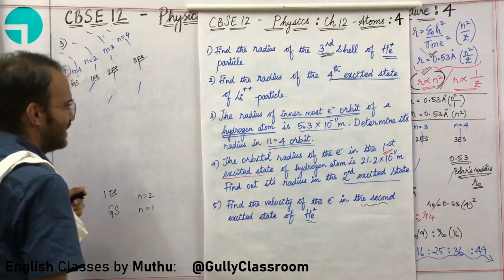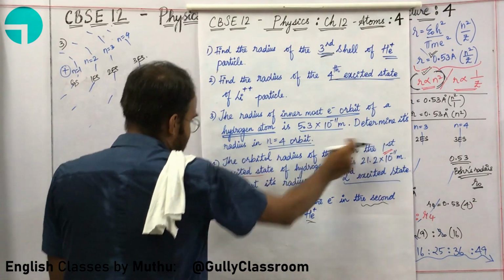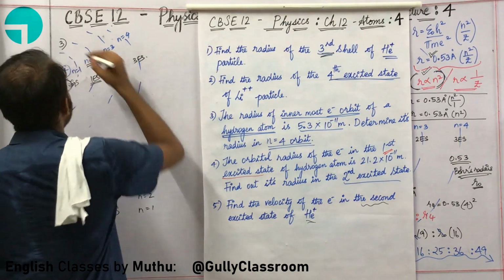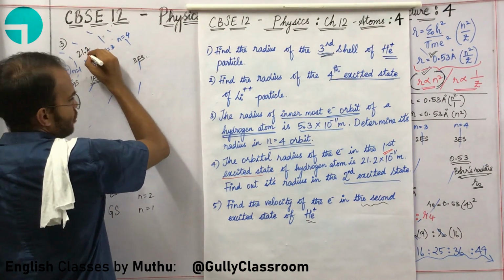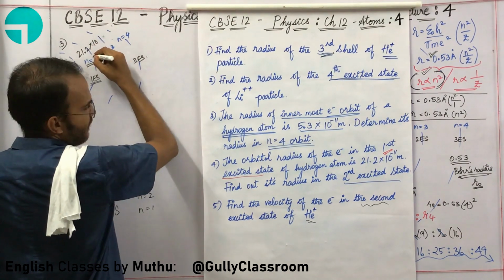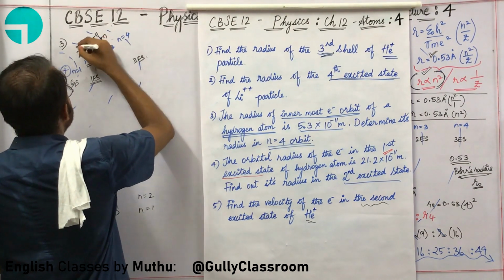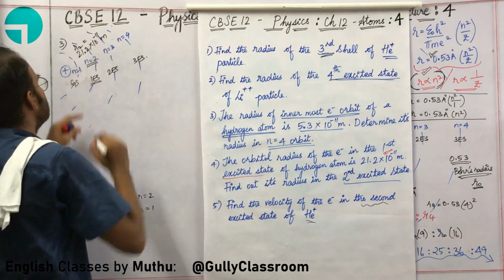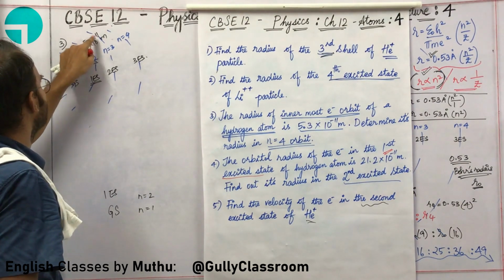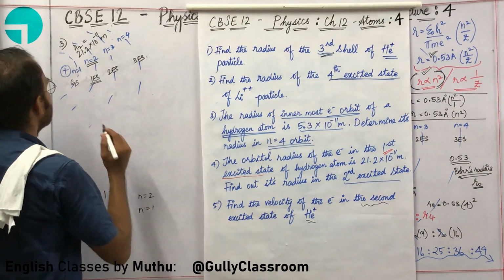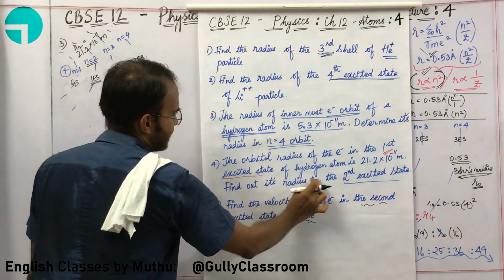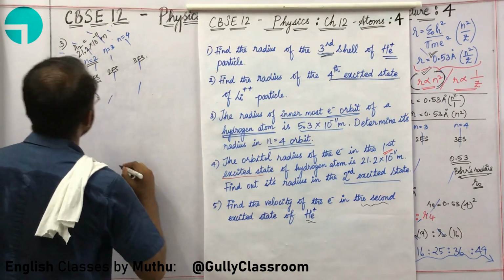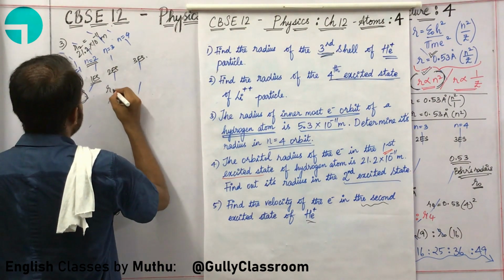Okay, what have they given? They are saying that the first excited state radius, n equal to 2, is 21.2 into 10 to the power minus 11 meters. Here R2 is equal to 21.2 into 10 to the power minus 11 meters. They are asking for the radius of the second excited state. For the second excited state, n equal to 3, so they are asking for R3.